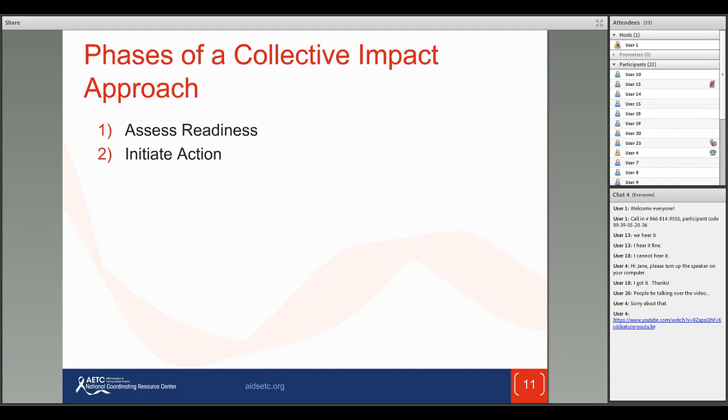And then initiating action, and this is really pulling the partnership together, conducting a baseline needs assessment, setting priorities, getting that shared vision, working on obtaining that shared vision.